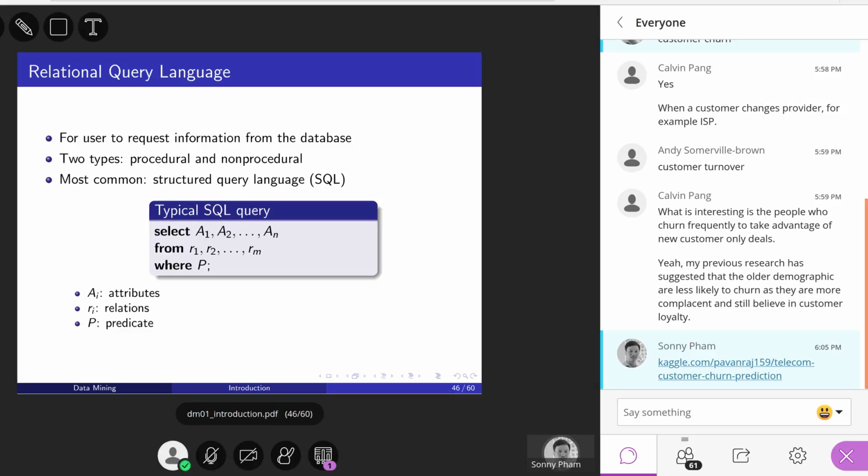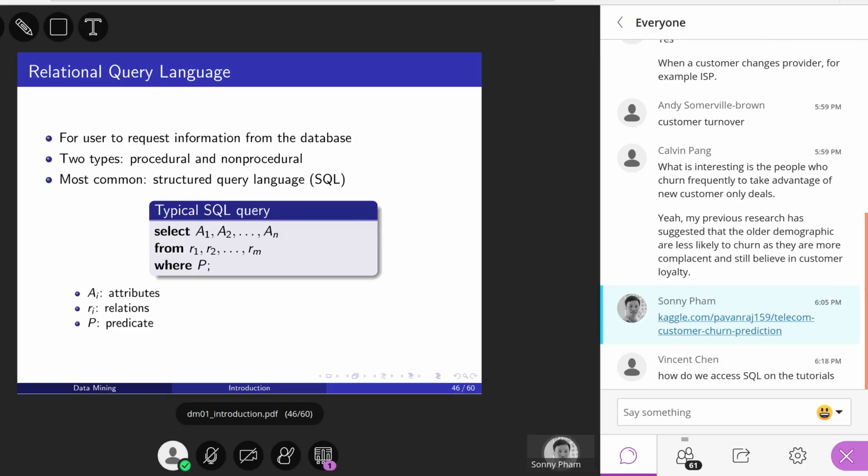So for those of you who already played around with SQL in the practical yesterday, you already know that this is an example of SQL: select something from something where something, right? Whereas these are different attributes, relations, and predicates. They are the specification of a particular statement.